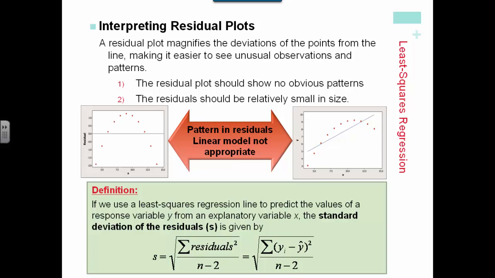If we use a least squares regression line to predict the values of a response variable y from an explanatory variable x, the standard deviation of the residuals can then be found by the following. We take, remember, the square root for any kind of standard deviation, and we'll take the residual squared, which was our observed minus predicted value, to get the residual squared, divided by the number of observations minus 2.